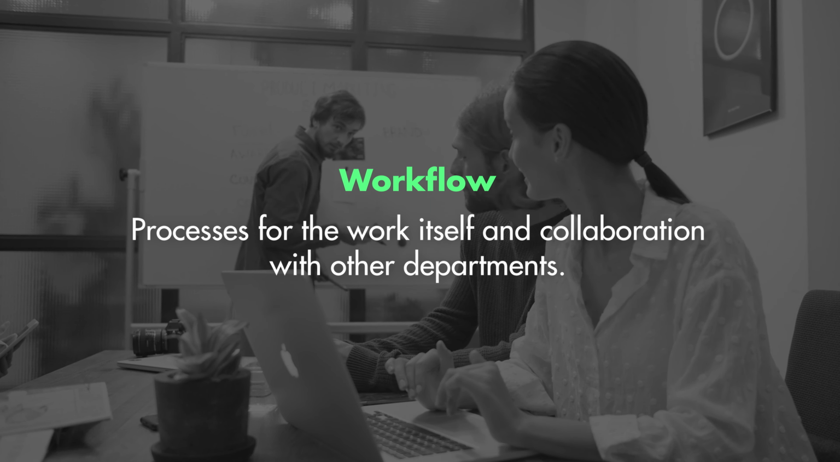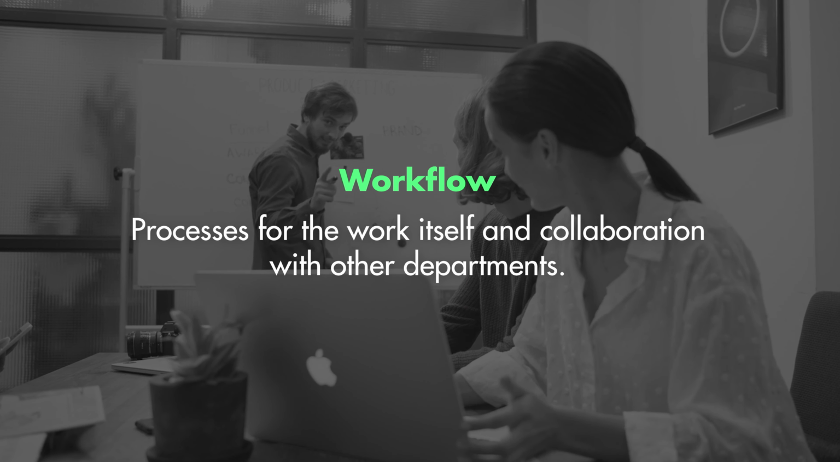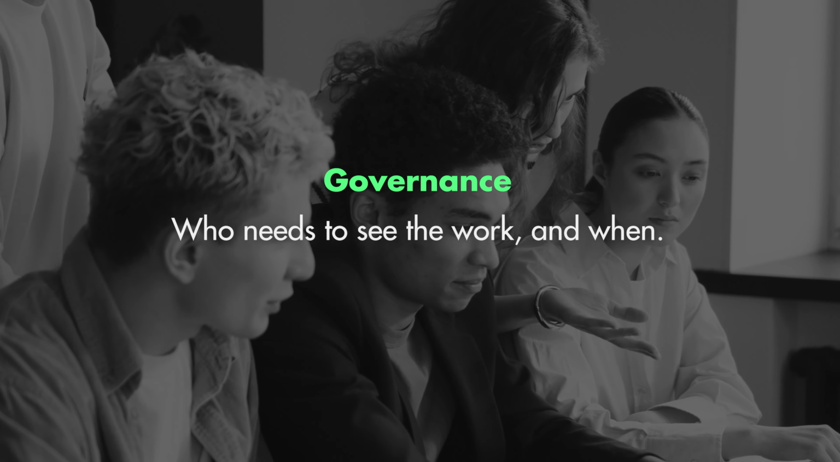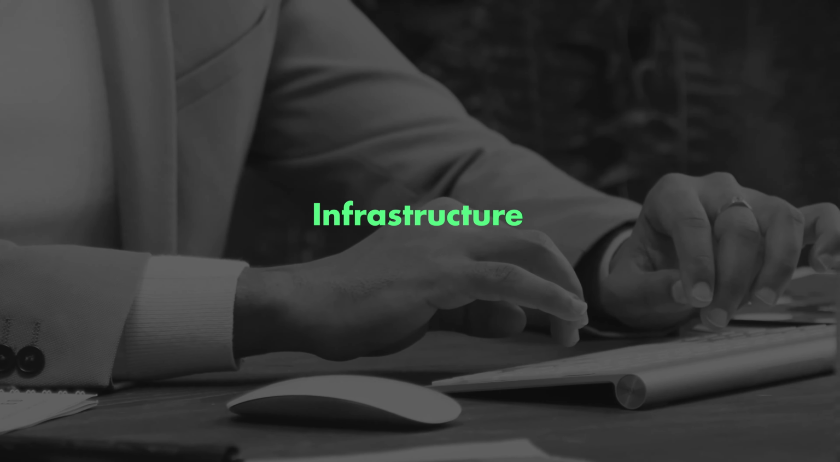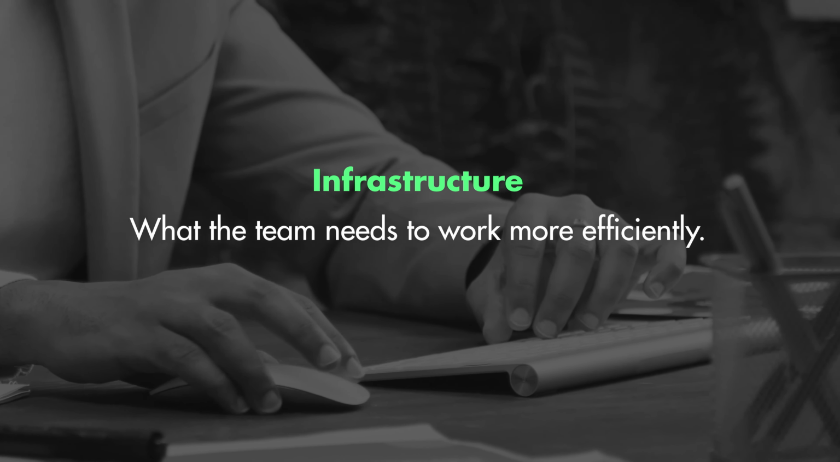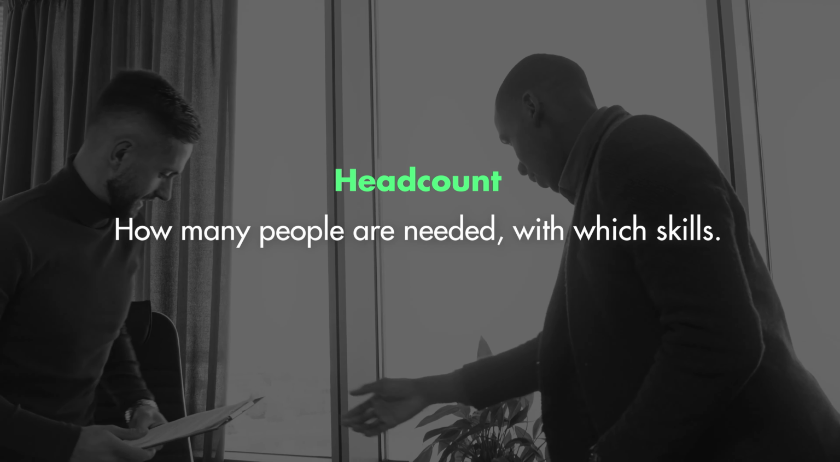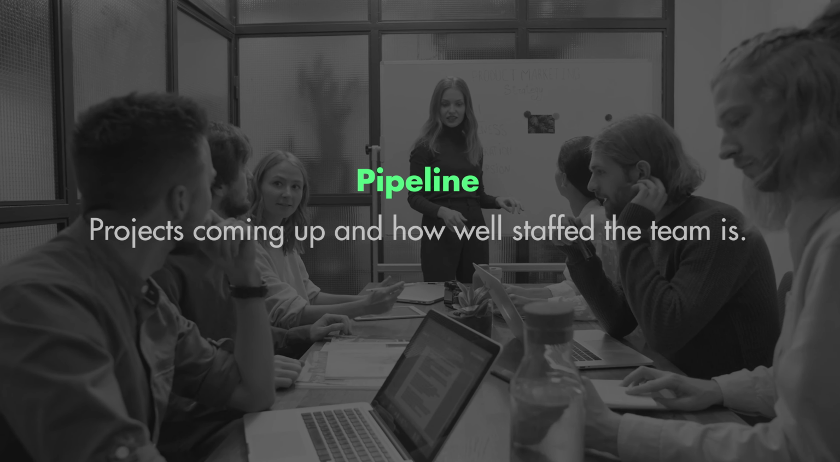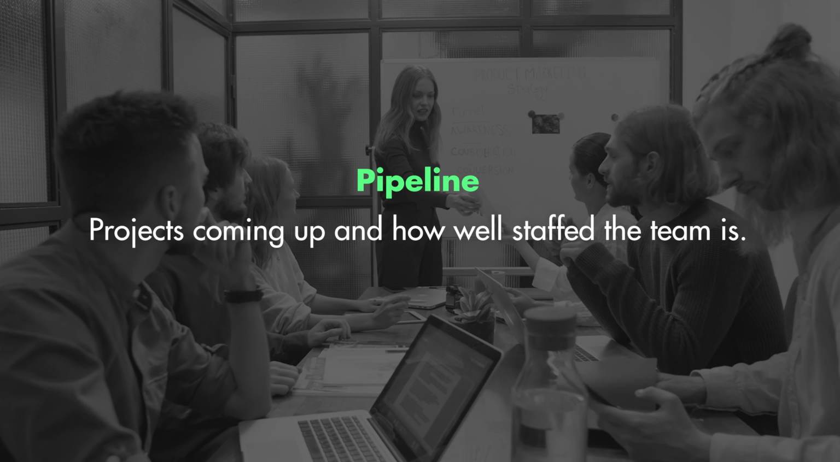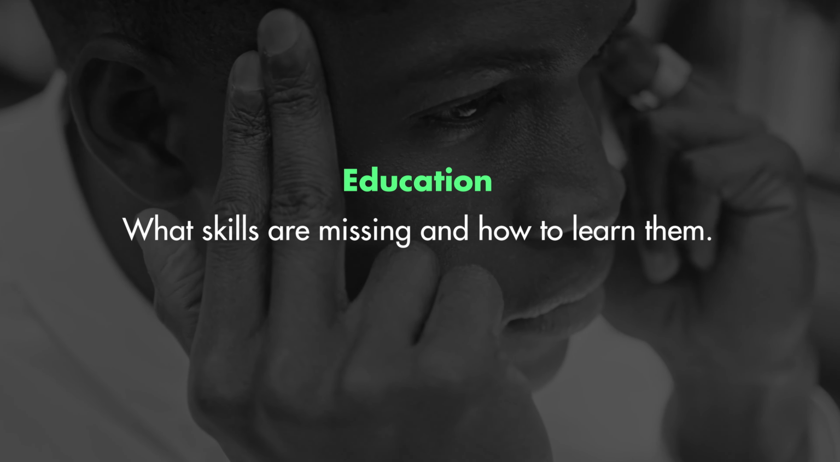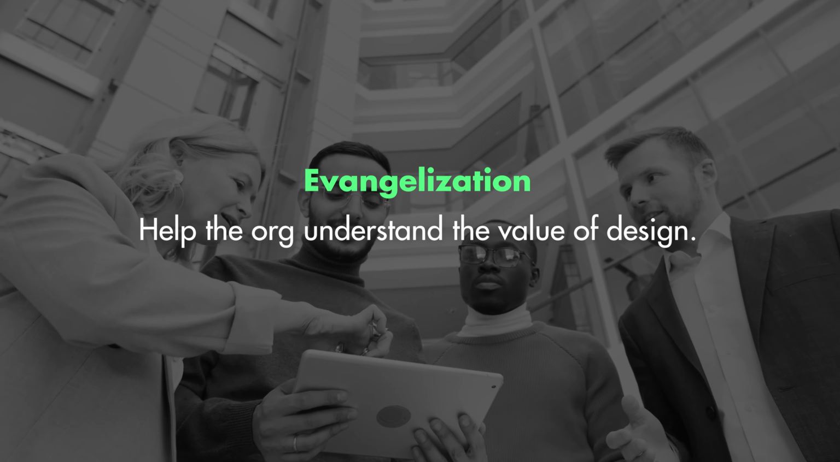Workflow: processes for the work itself and collaboration with other departments. Tools: what they need to get the job done. Governance: who needs to see the work and when. Infrastructure: what the team needs to work more efficiently. Budget: how much running that team costs. Headcount: which skills are needed and how many people to fill that role. Pipeline: projects coming up and how well staffed the team is. Retention: how to make people want to stay on the team. Education: what skills are missing and how to learn them. Evangelization: help the org understand the value of design.